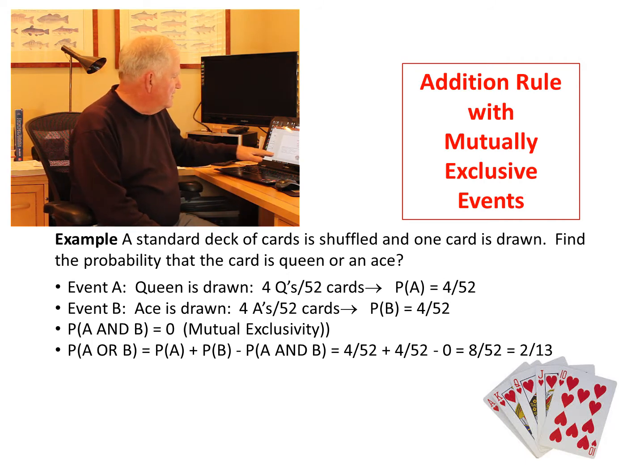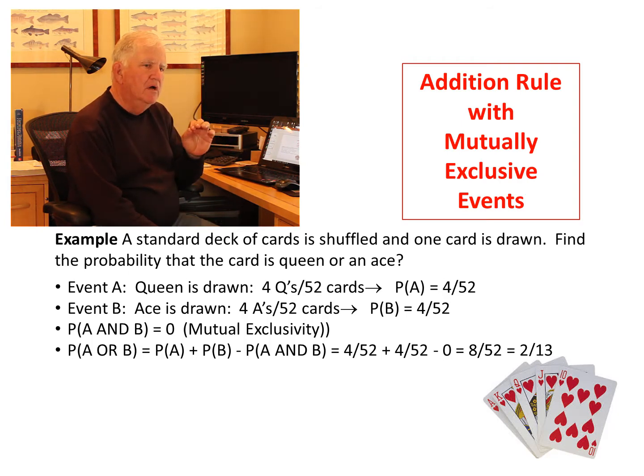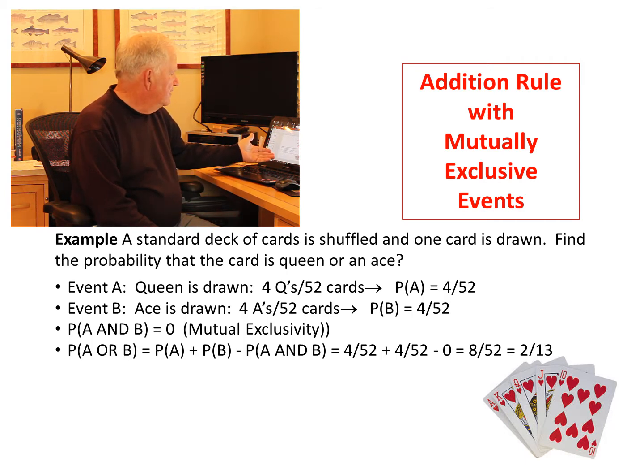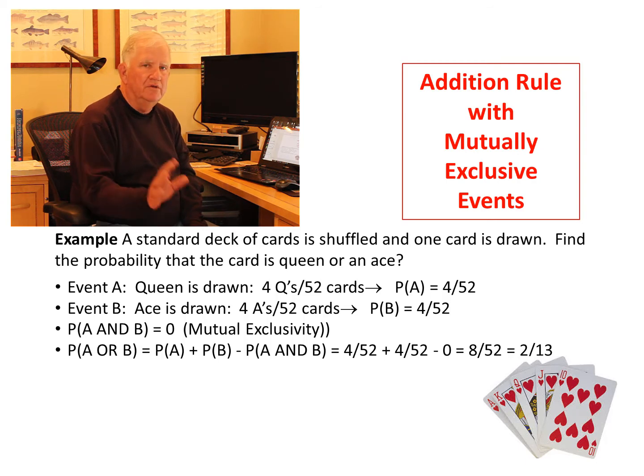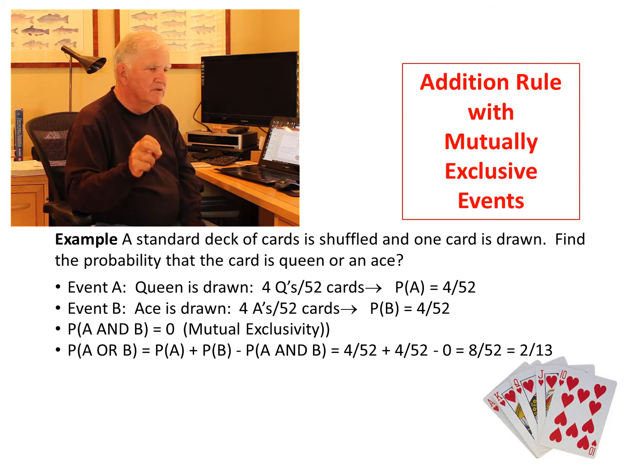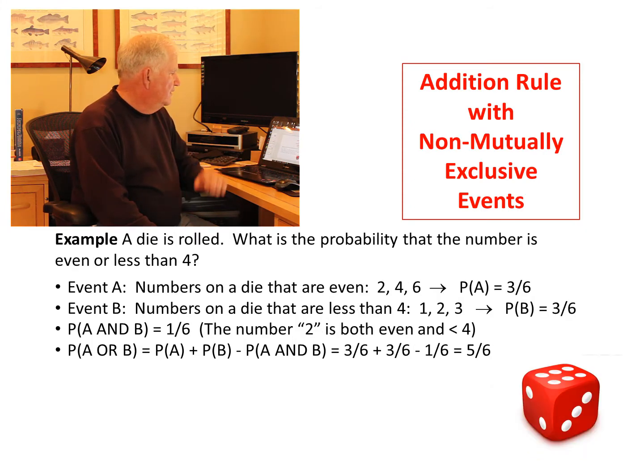And so in that case, the addition rule becomes the probability of A or B is just equal to the sum of the individual probabilities of A and B. So P of A or B is just 4/52 plus 4/52, 8/52, which is 2/13. That is what happens when the events are mutually exclusive. But not all events are mutually exclusive. Those that aren't are said to be non-mutually exclusive.